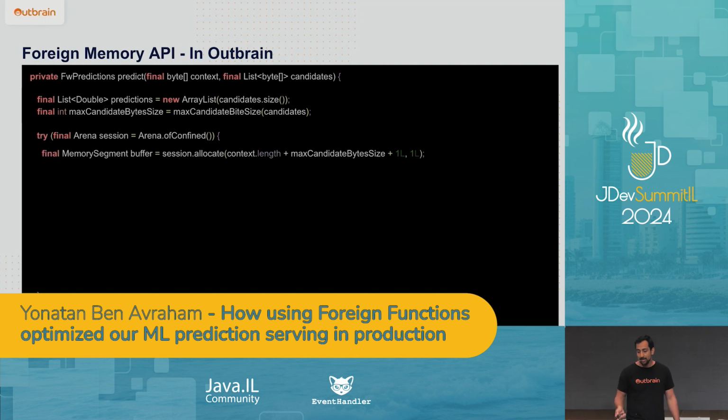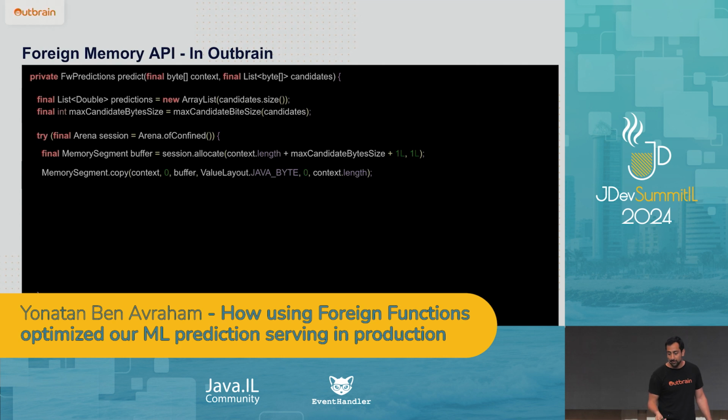So the allocation is pretty easy. With this instance of the arena, we can use session.allocate, define the size, and we get a memory segment, another class out of the Foreign Memory API, which will represent a memory in the off-heap memory. Now, once we are out of this try scope, if you can see here, this memory segment we just created will be automatically deallocated thanks to the fact that the arena implements the auto-closable.